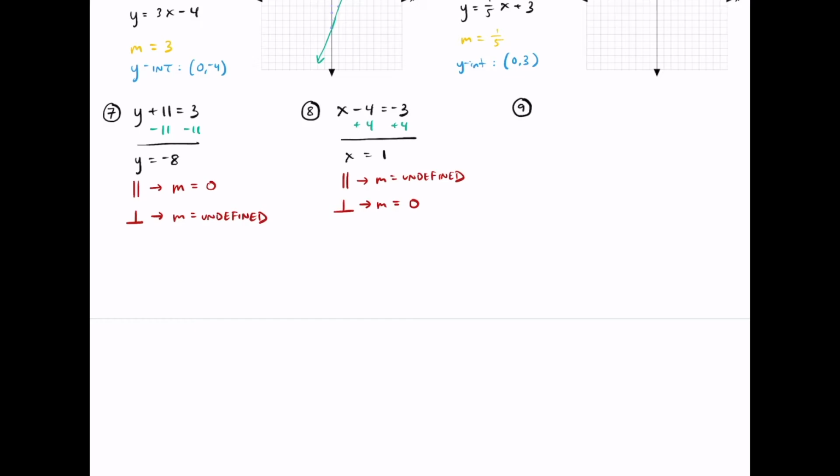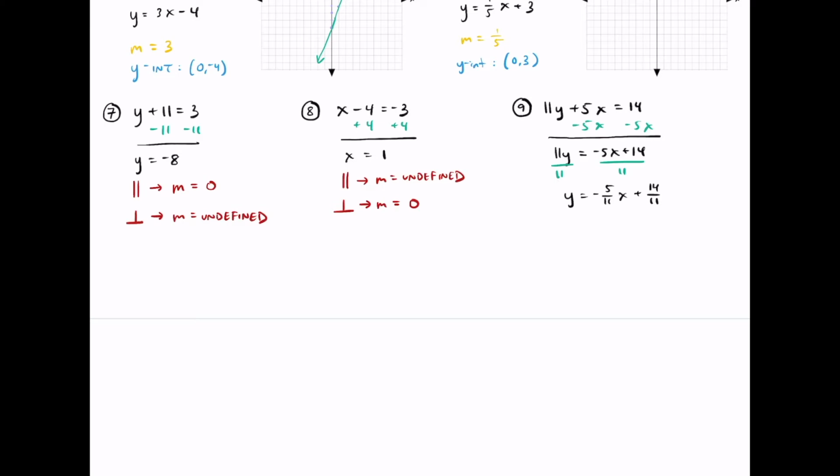Number 9 here. Let's say we had an equation 11y plus 5x is equal to 14. Okay, so we're going to go ahead and isolate y, take away 5x from both sides. If we do so, we're going to get 11y is equal to negative 5x plus 14. And then to isolate y completely, we're going to divide both sides by 11. And we're going to get y is equal to negative 5/11 x plus 14 over 11.